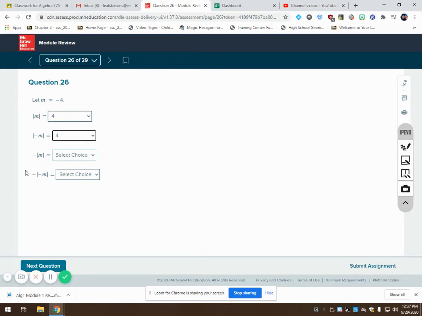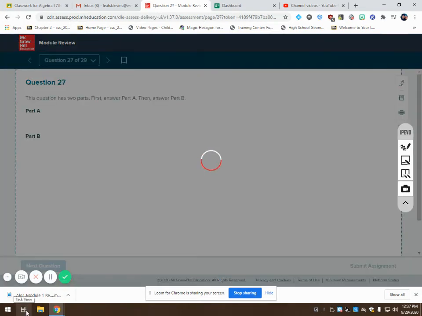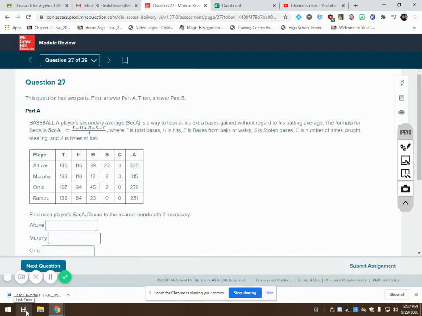The negative absolute value of negative 4, I evaluate the negative 4 first. The absolute value of that is a positive 4. Then I attach that negative, so it's negative 4. Same thing here. When I evaluate this, I get a positive 4, but then attaching this negative outside of here gives me a negative 4. Next question.